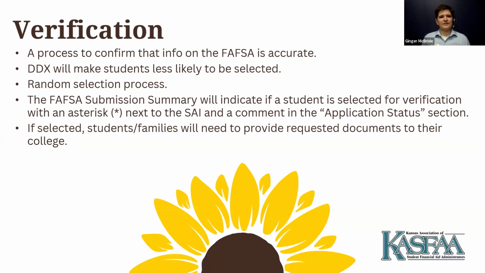And one way they can know if they're selected for verification is an asterisk next to their student aid index in the FAFSA submission summary. It'll also appear as a comment in the application status section, and schools will be reaching out to let the student know, hey, here's the information that we need from you in order to move forward with preparing your financial aid offer and determining your financial aid eligibility.